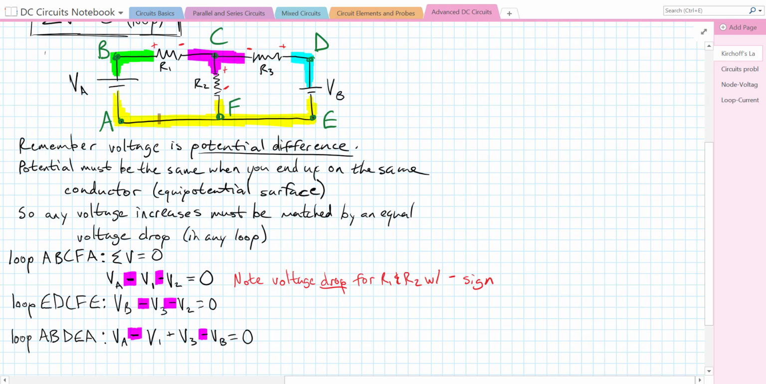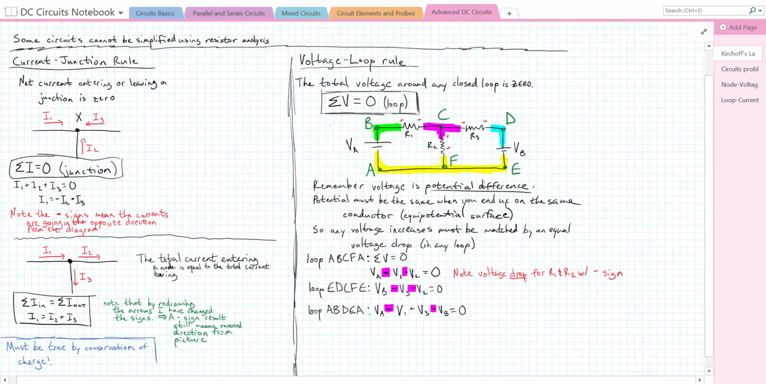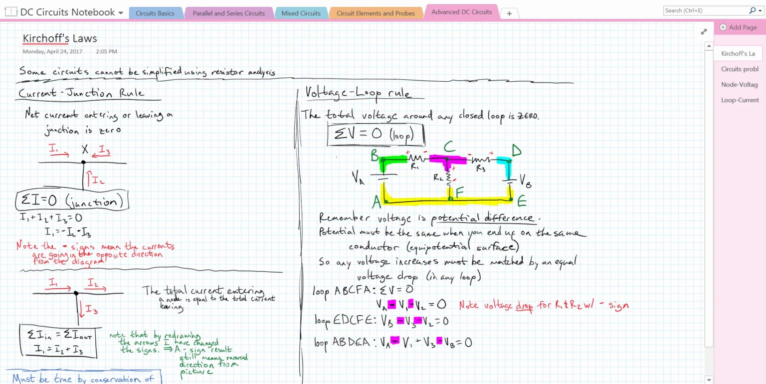We could do one more possible loop. We could go up VA, down across R1. Then we're going to go up again across R3 based on how I've drawn my polarities, and then down again across VB. And that all adds up to 0 down here. So that's that. There are two laws, and we're going to use them to solve more advanced circuits like this one that have more than one voltage source.